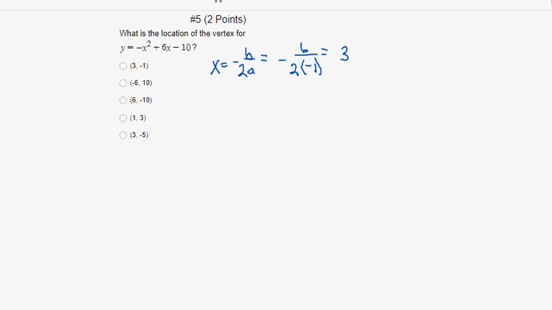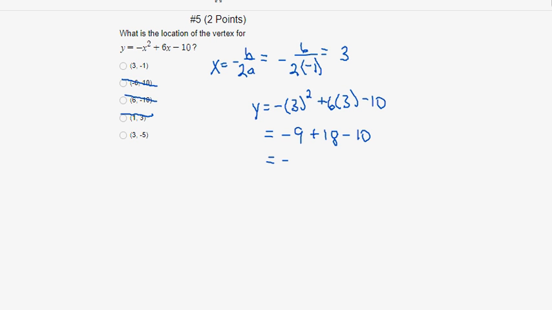All right, and now we can eliminate these three answer choices. Because remember, our axis of symmetry is the x-coordinate of the vertex. And now we're looking at the y-coordinate is going to be the negative of 3 squared plus 6 times 3 minus 10. Very important that we keep that negative outside. So that is equal to the negative 9 plus 18 minus 10, and that equals negative 1. So our vertex 3, negative 1.